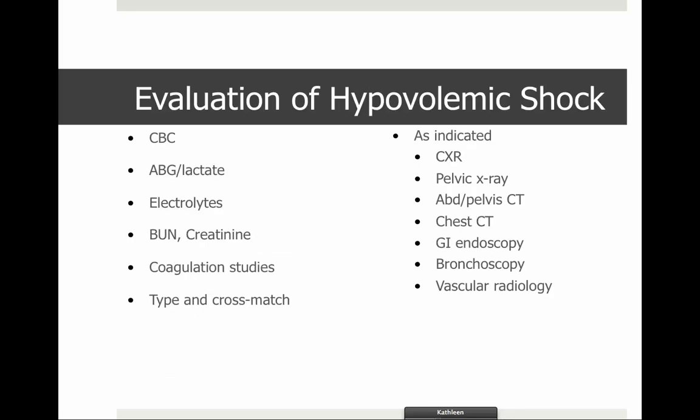So we're going to get CBC, ABG, serial lactate, electrolytes, BUN and creatinine, coagulation studies. We're going to type and cross match. And we might be getting these depending on what the cause of the shock is: a chest x-ray, a pelvic x-ray, abdominal pelvic CT, chest CT, GI endoscopy or bronchoscopy, or vascular radiology.